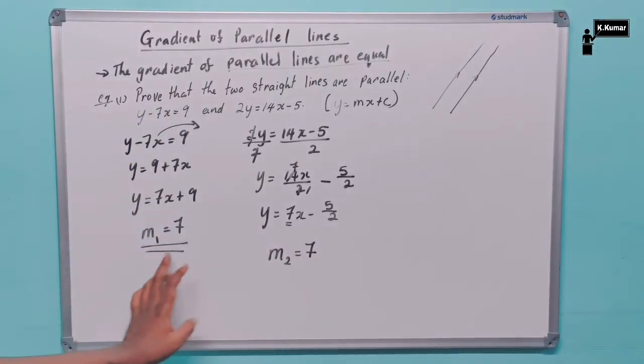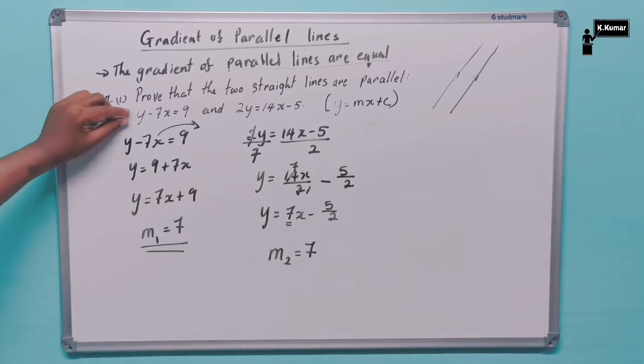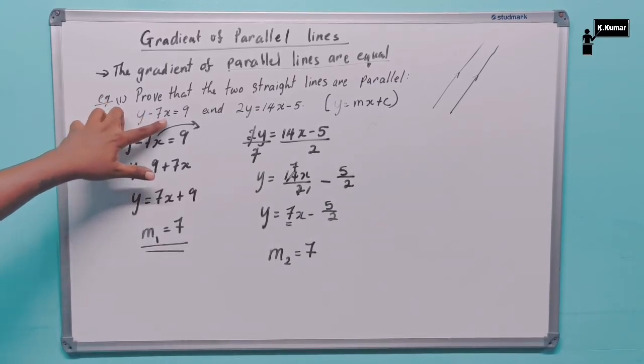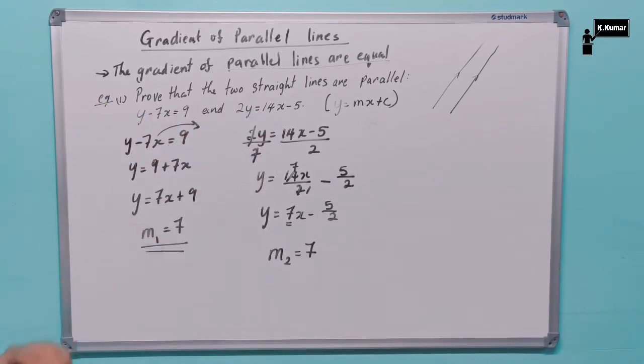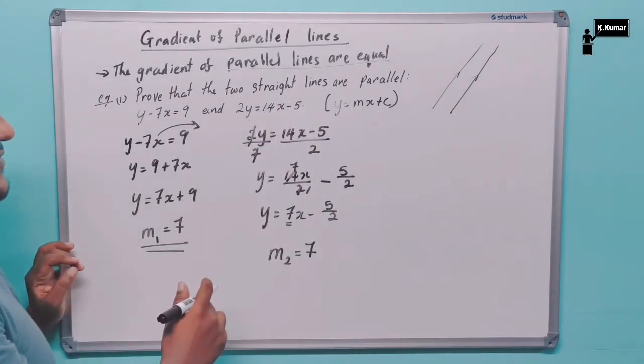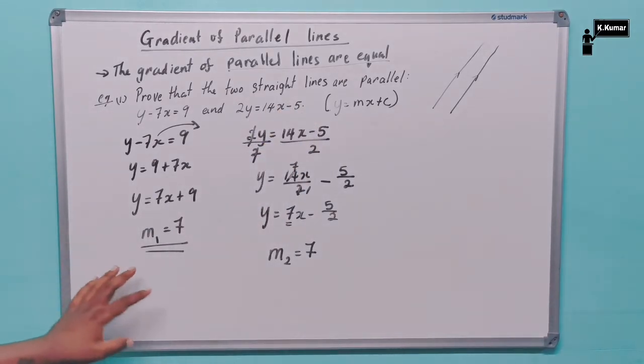So since our gradients are the same, then we can say the lines y minus 7x equals 9 and 2y equals 14x minus 5 are parallel, because we just proved that the gradient for both of the lines are the same.